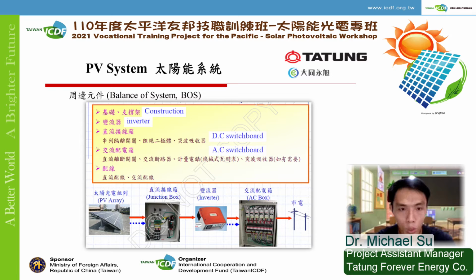The balance of the system mostly includes the construction, which is the foundation, and the inverter. These two are the major components of the system, and also the solar module. Next, we have the DC switchboard and the AC switchboard. In the DC switchboard, there will be components such as the isolating switch, the surge absorbers, and the fuse. They are mainly used for protection. In the AC switchboard, there will be a breaker, which is NFB, and an electricity meter. The meter is used when we want to inject power to the power company's grid. It can calculate how much electricity was injected, and thus we can sell the electricity to the power company.